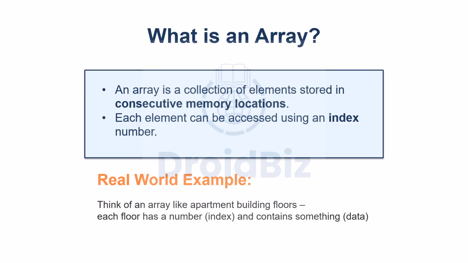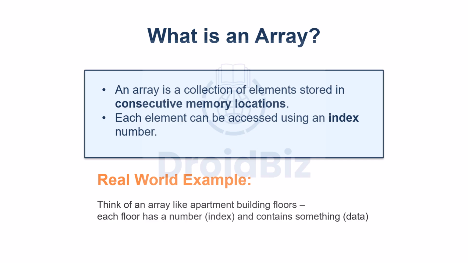To make this easier to understand, let's use a real-world example. Imagine an array is like an apartment building. Each floor of the building has a specific floor number, and each floor contains something, maybe an apartment or an office. In the same way, an array has numbered positions called indexes, and each position contains a piece of data.